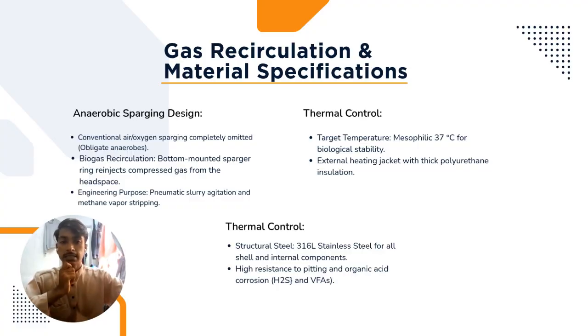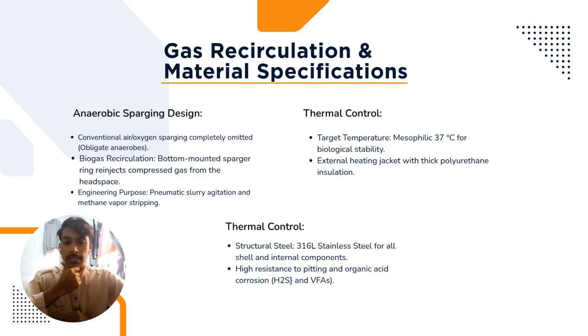Finally, let's address gas handling and materials. Because oxygen is lethal to our culture, traditional air sparging is completely omitted. Instead, we design a biogas recirculation loop. A compressor draws a portion of the gas from our 250 cubic meter headspace and re-injects it through a sparger ring at the absolute bottom of the tank. This provides a dual benefit: pneumatic agitation to help suspend solids, and vapor stripping to recover methane efficiently.